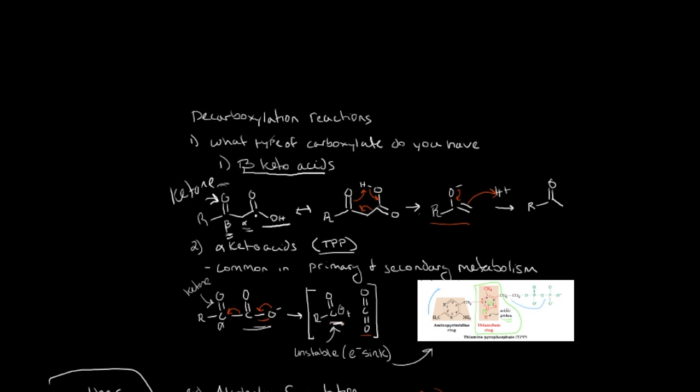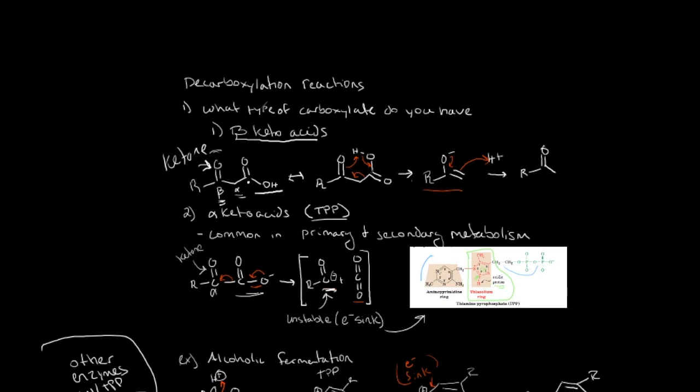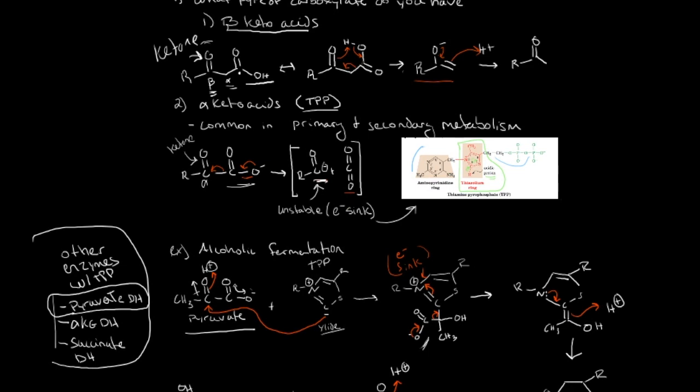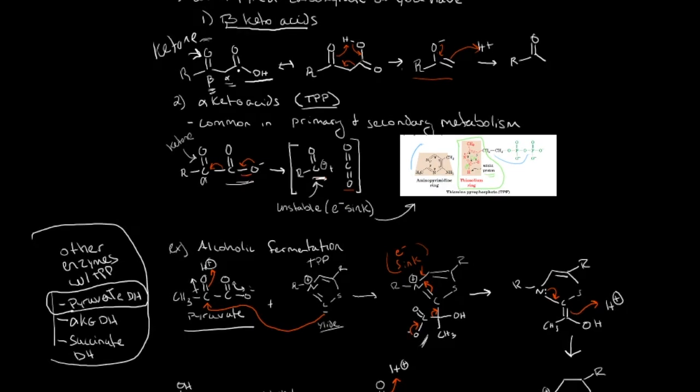It gets a little more difficult with amino acids and alpha keto acids, so you have these nice cofactors that you'll typically find. So if you have an alpha keto acid, you're going to have TPP used, so TPP creates an electron sink.